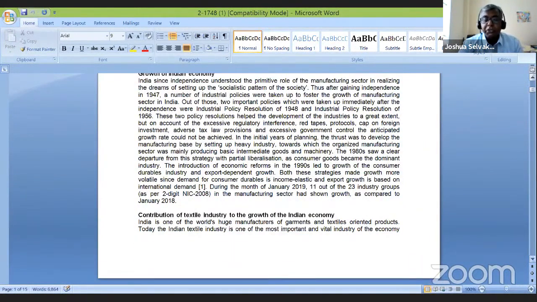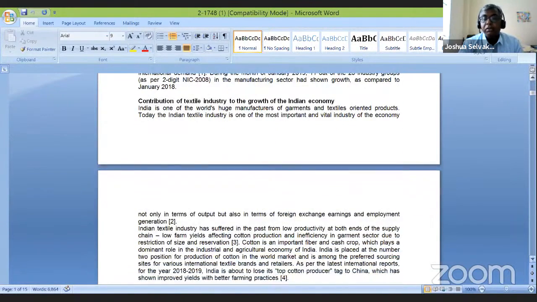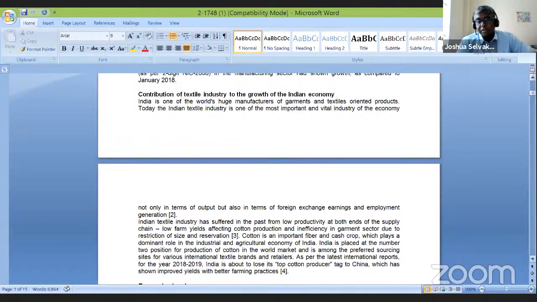Then the contribution of the textile industry to the growth of the Indian economy. As you all know, India is known for its textiles, especially saris, Kanchipuram saris. Where have all these gone? I have recently been to Kanchipuram, famous for its silk saris. There, the art itself is dying. Nobody wants to buy Kanchipuram saris anymore. Lavish Indian wedding functions are no more. Women don't want to wear Kanchipuram saris anymore. Silk saris are losing their craze and demand.